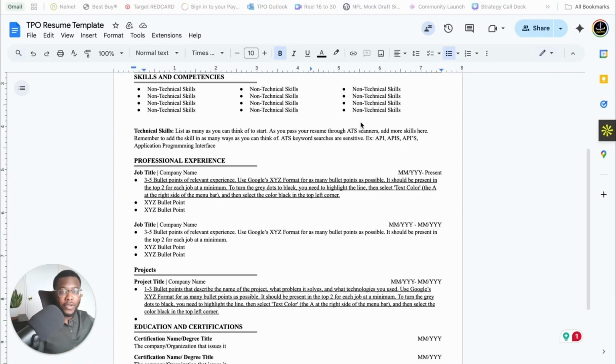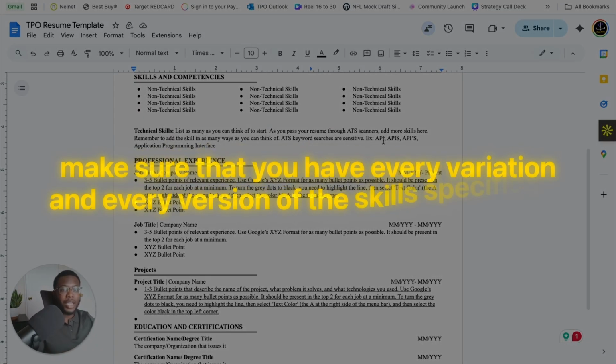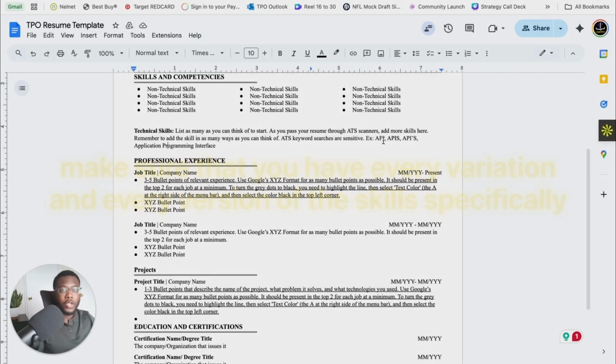If you can fit every single one of these variations in your resume at least once, it would be very, very helpful to you. You don't want to sell yourself short because the job that you're applying to uses application programming interface instead of API. So you want to make sure that you have every variation and every version of the skills specifically that you can think of. Don't say, oh, well, I have API, it will encompass the other ones. I'm here to tell you it won't. You need to write everything out.